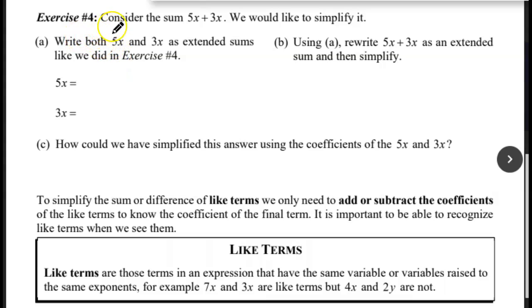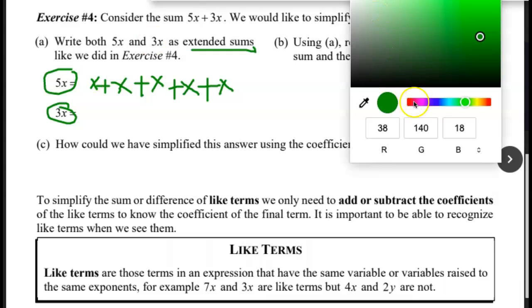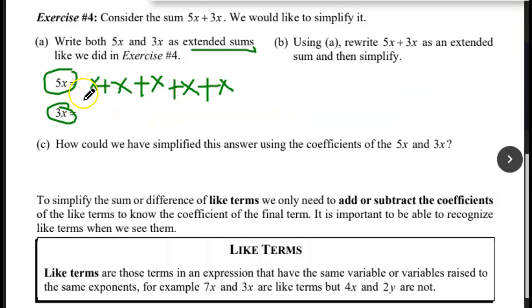So write both 5x and 3x as extended sum. Fiona, what is the extended sum of 5x? x plus x plus x plus x plus x. I feel like this is like too baby, right? But it's good to like review. How many is that? 1, 2, 3, 4, 5. And Aaron, can you do the next one? What is the extended sum form of 3x? It's so obvious, correct? So they're gonna be what?